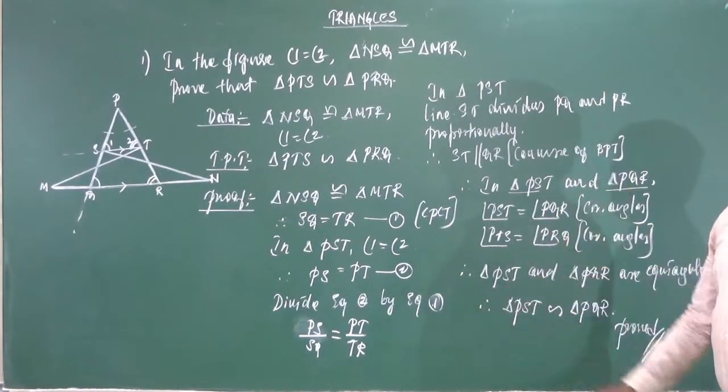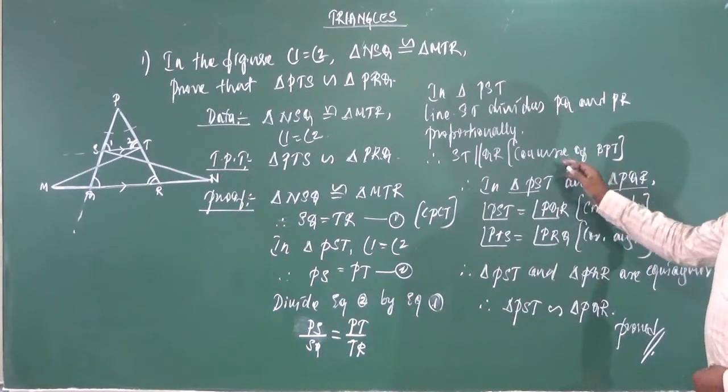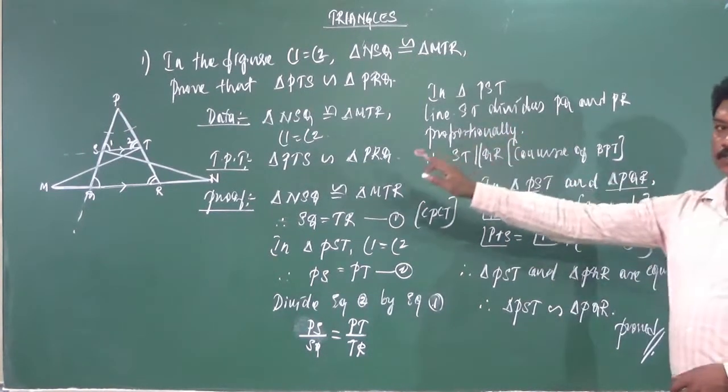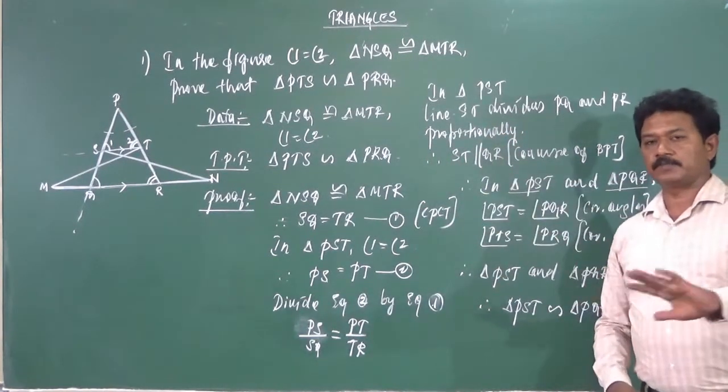You have to practice this because converse of BPT as well as AA criterion, both are involved with the property of isosceles triangle. Therefore these problems are important.